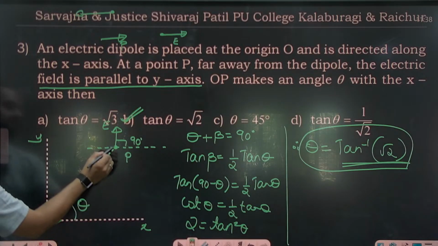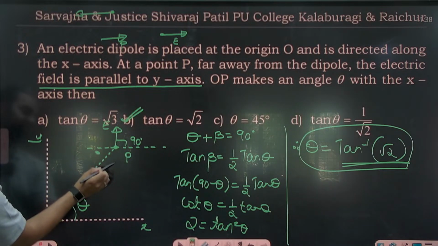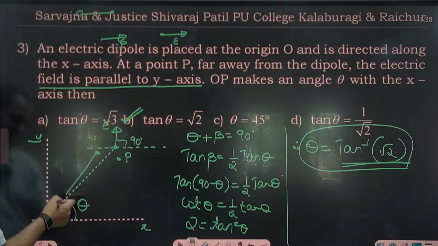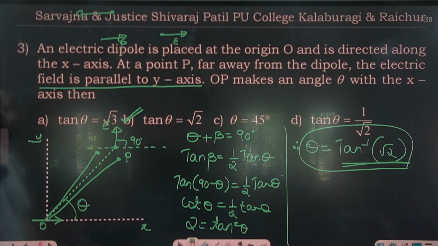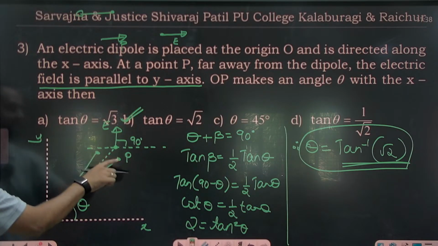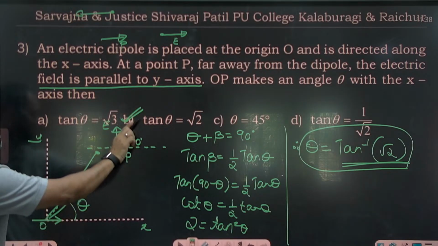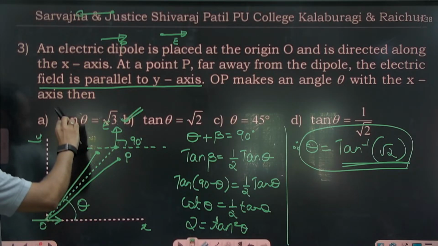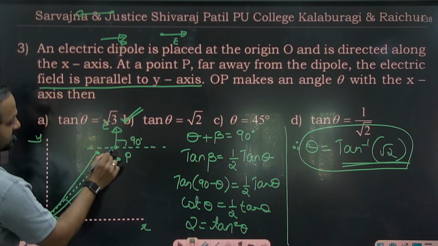Now, if I take a point just here, or if I take a point just here, what will be the angle it will make? This will make an angle more than tan inverse root 2, and this will make an angle less than tan inverse root 2. So at these points the electric field will not be at 90 degrees; at one it will be less than 90 degrees, and at the other more than 90 degrees. Which means if you want a point where the electric field is at 90 degrees, it is this point.